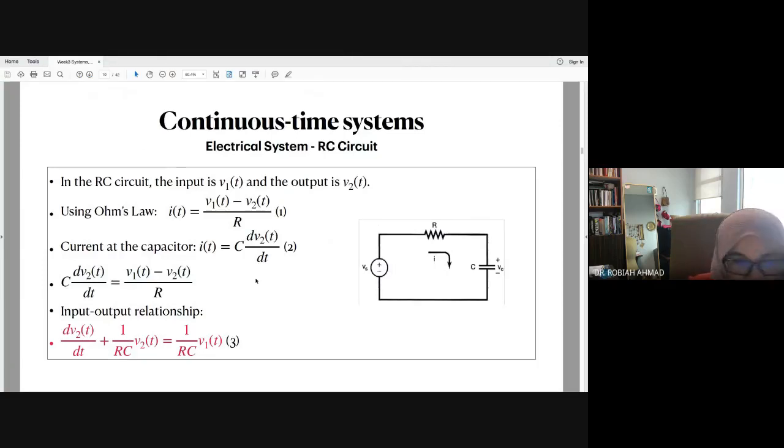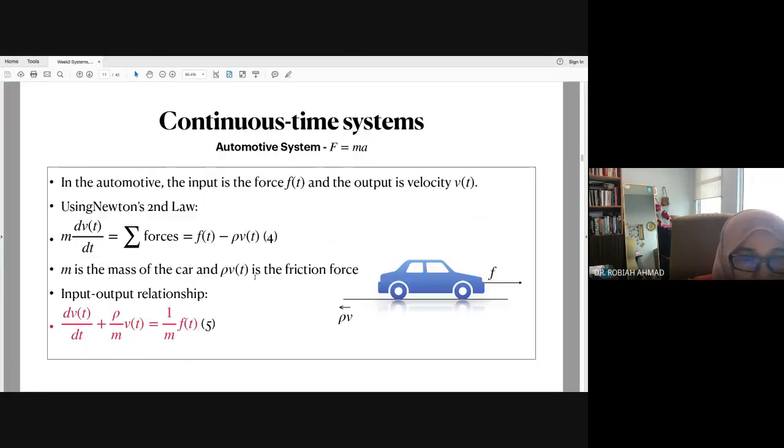Let me continue with another example. Another example is on an automotive system. I think you learned about force and Newton's second law, which is summation of force equals mass times acceleration.